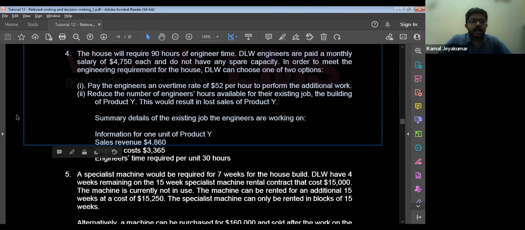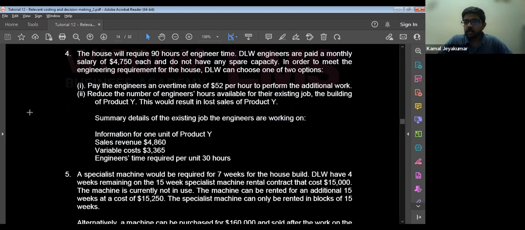Now, if you don't have spare capacity for labor, there are 2 things that you can do. You can either hire additional labor. Additional labor can include new hires or overtime payments, right? Or you can tell your current employees who are doing other work to stop that work and come and work on this new project. If you have spare capacity, then all good. If not, you can either hire extra labor or you can transfer employees from current work to this new project.